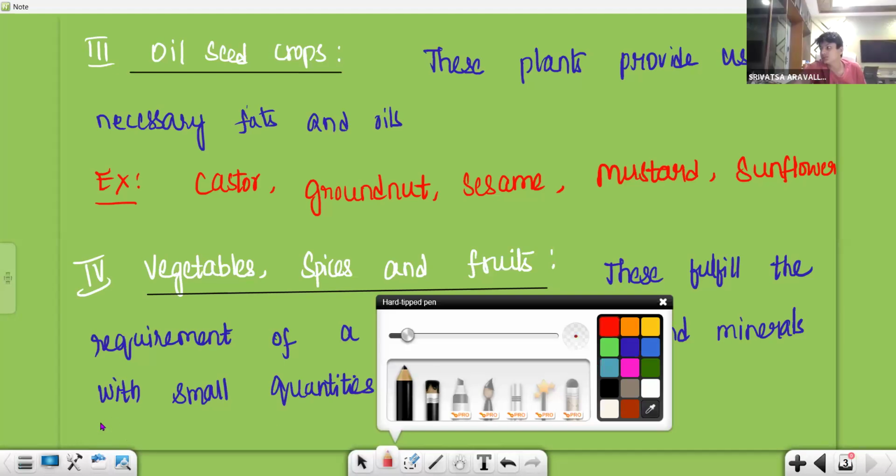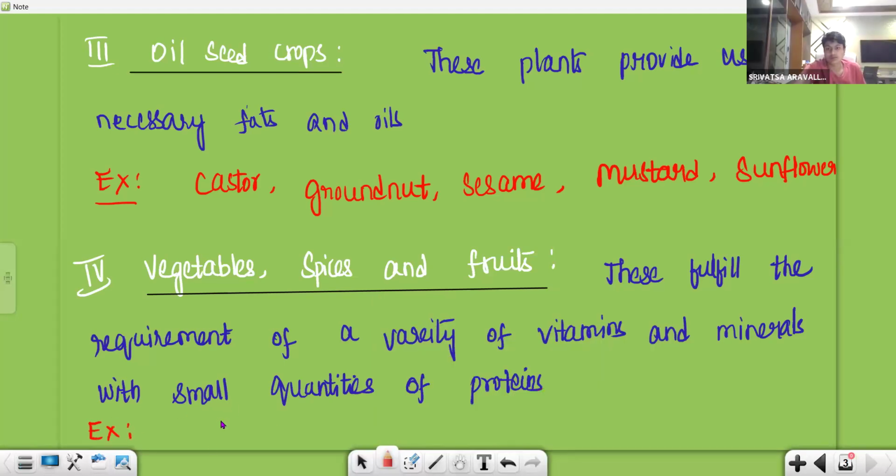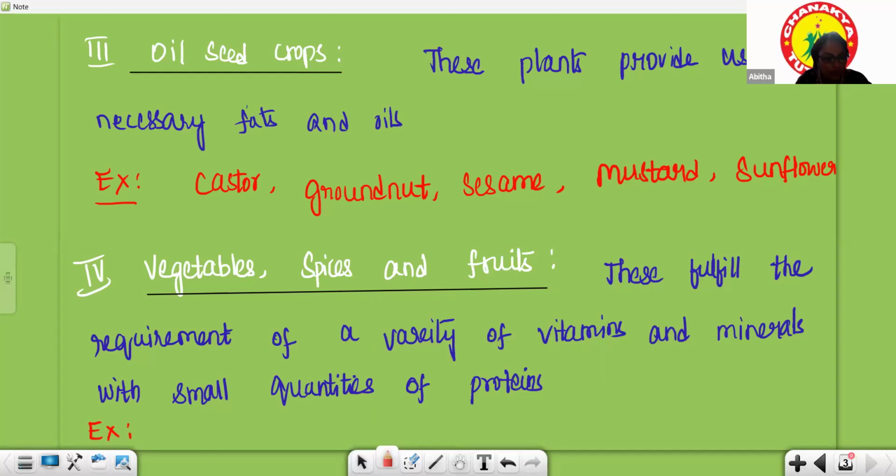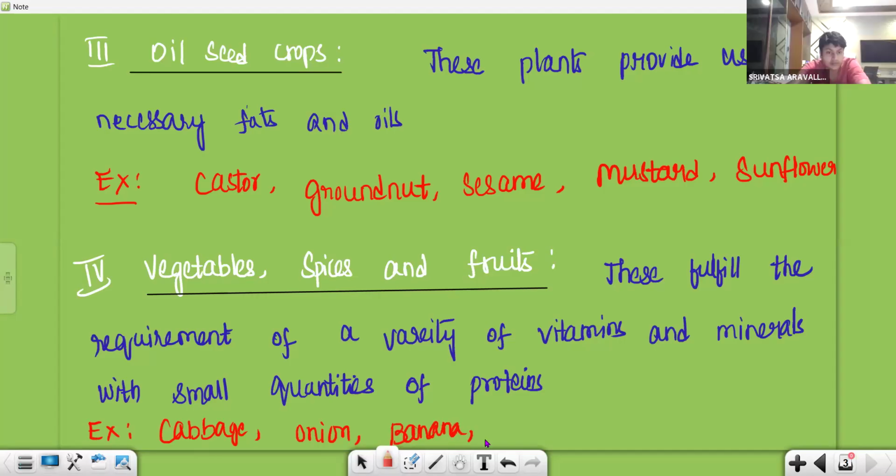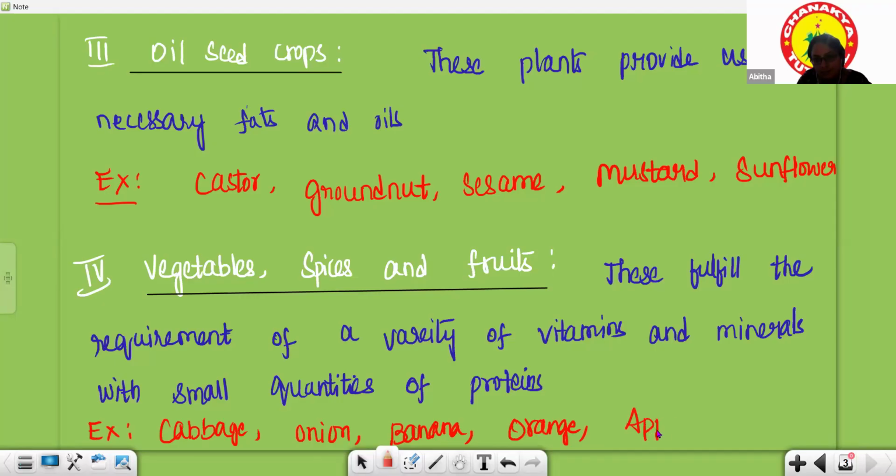Examples we can discuss here are vegetables and fruits, you can write them down: cabbage, onion, and fruits like banana, orange, apples, etc.